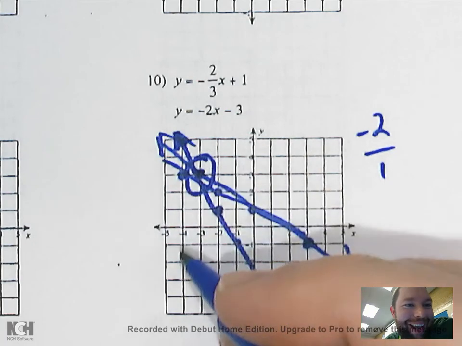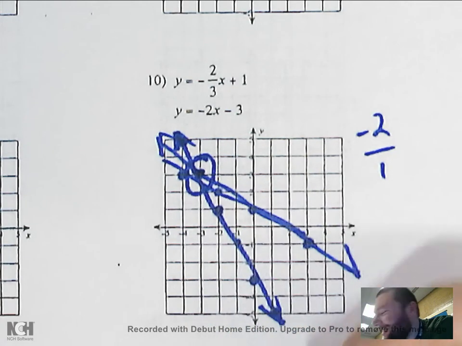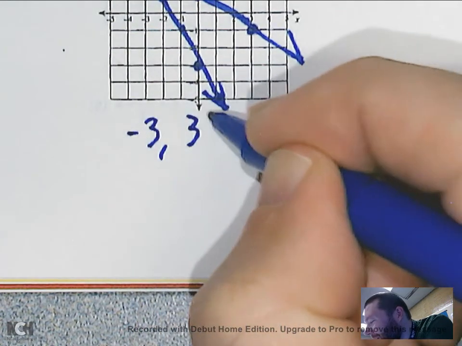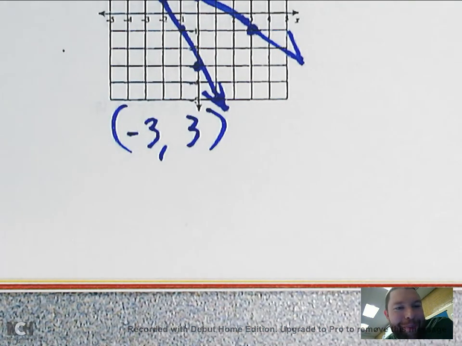This point right here at -3 and 3 is the point where they intersect. So the point where they intersect is -3 and +3. And that would be your answer. Okay. So again, you're looking for the point where they intersect. If they don't intersect, if they are parallel lines, then you write no solution.